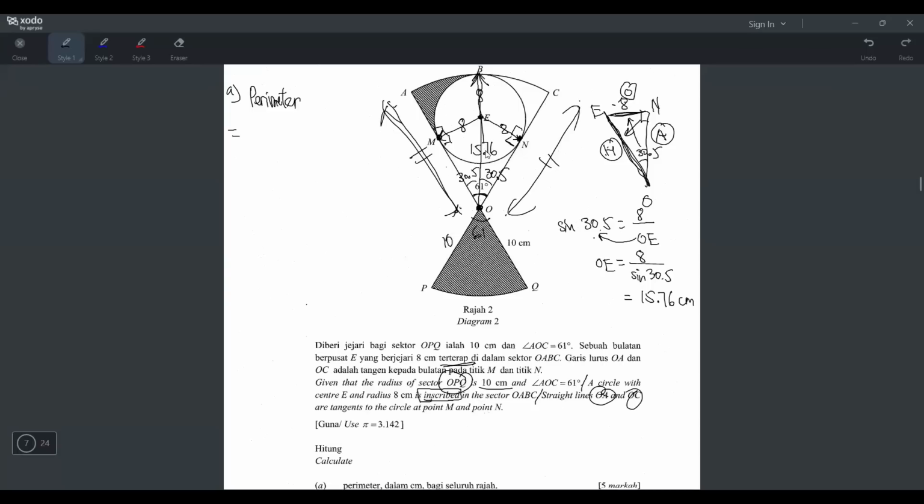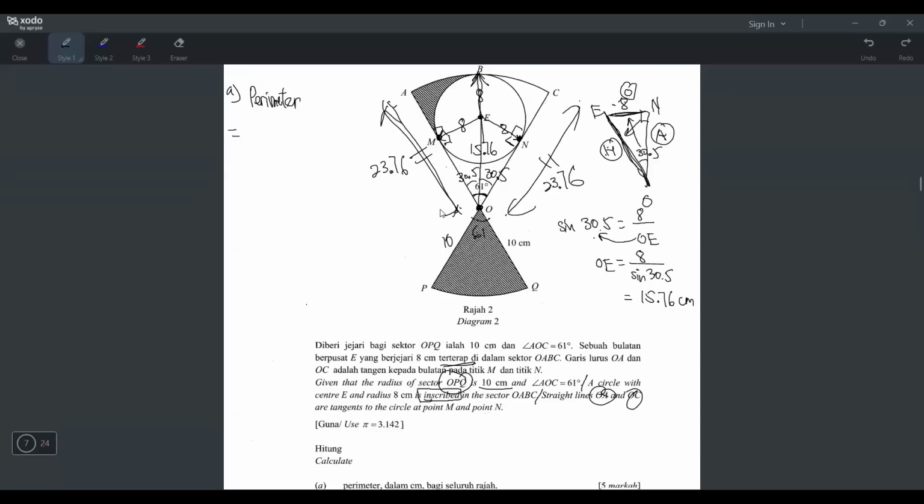So now we can find out the radius for OB. So the radius for OB will be 15.76 plus 8, which is 23.76. So if O to B is 23.76, O to A is also 23.76, O to C is also 23.76, because the radius doesn't necessarily have to be taken here or here. Here is also a radius. Okay, so that is the answer. But still not done yet. I still have to find the perimeter, right?